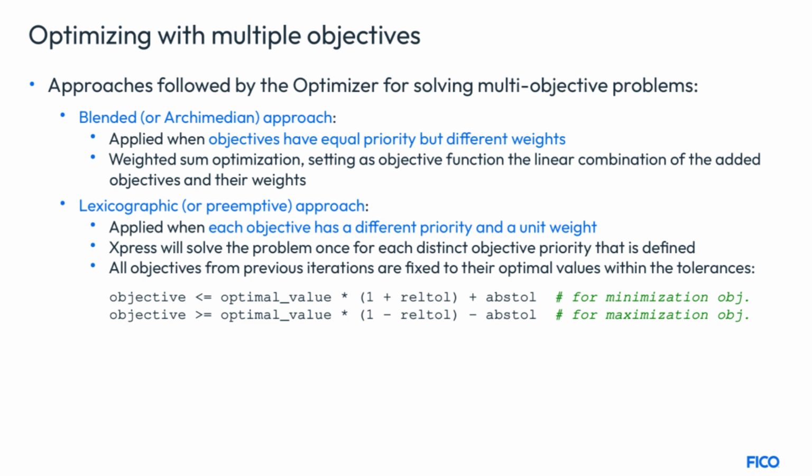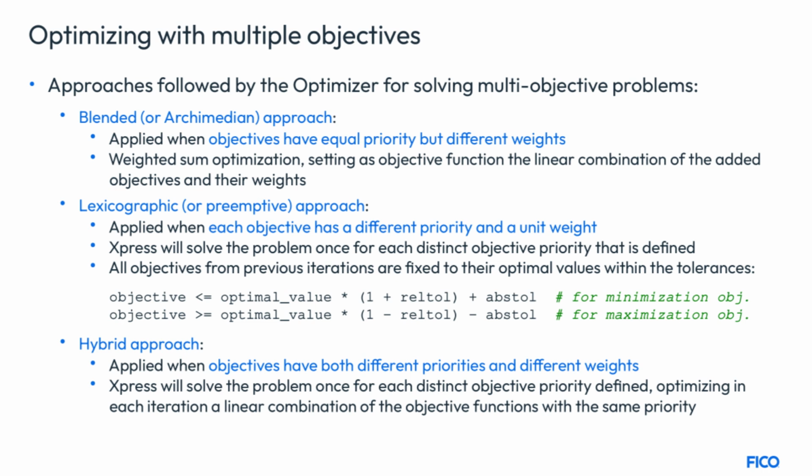For problems where all objectives have different priorities but the same weight, a lexicographic approach will be applied. In this method, the optimizer will solve the problem for each objective separately from the highest priority to the lowest, fixing the optimal objective values in subsequent runs by adding a new constraint to the problem after each run to ensure that the optimal value is kept within the relative and absolute tolerances defined by the user.